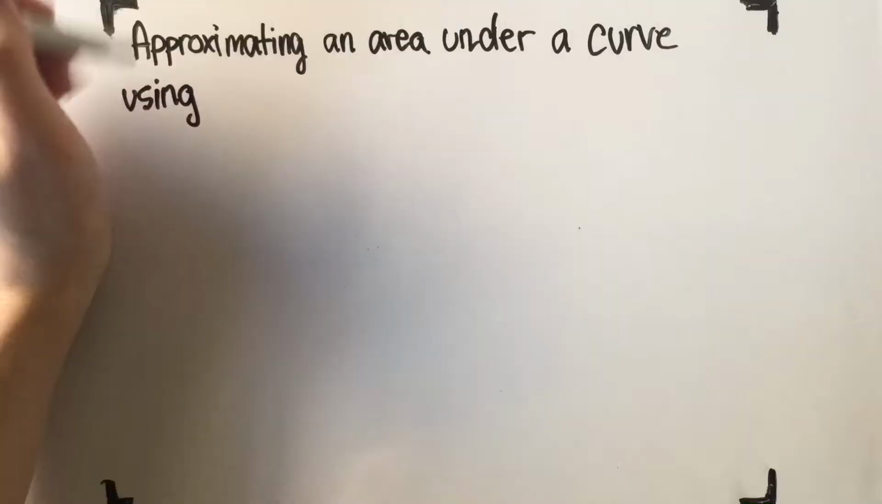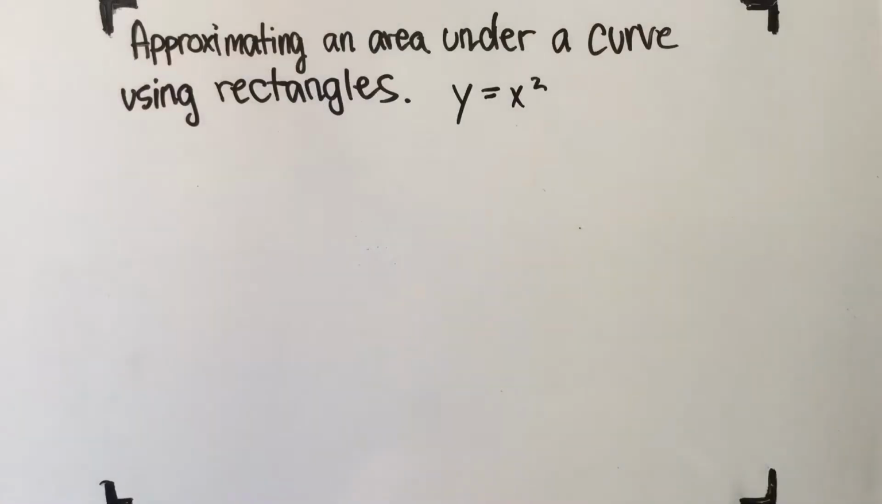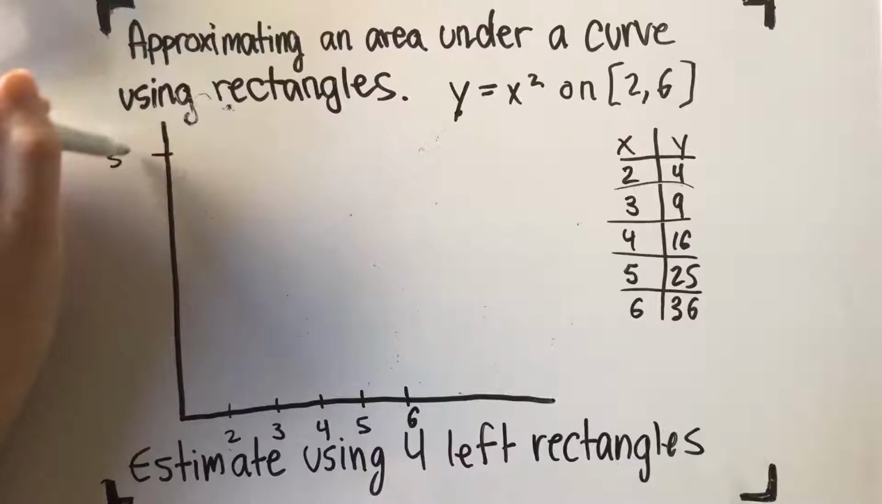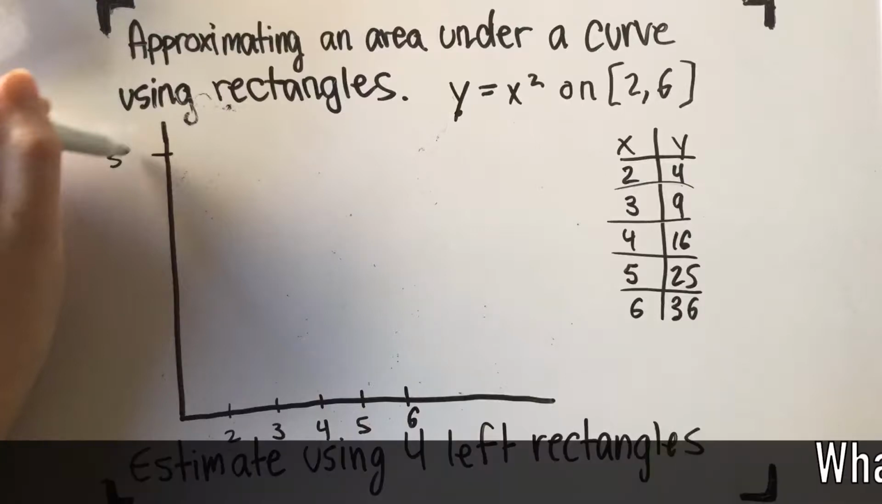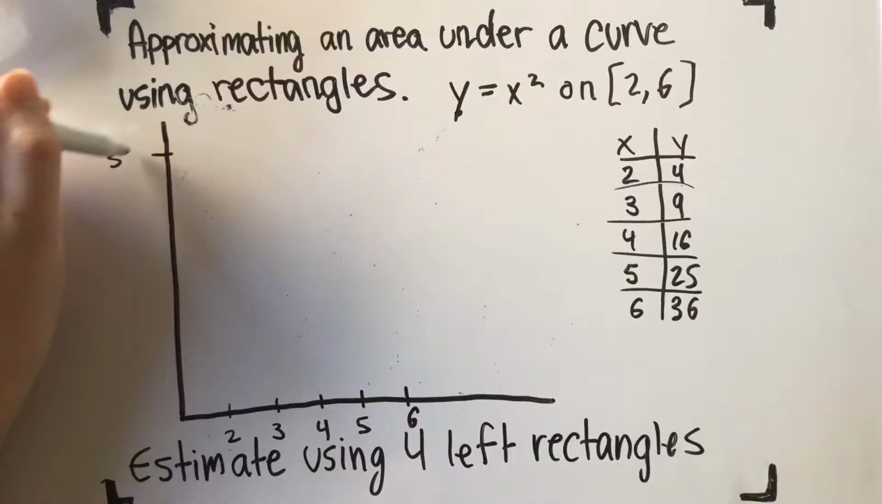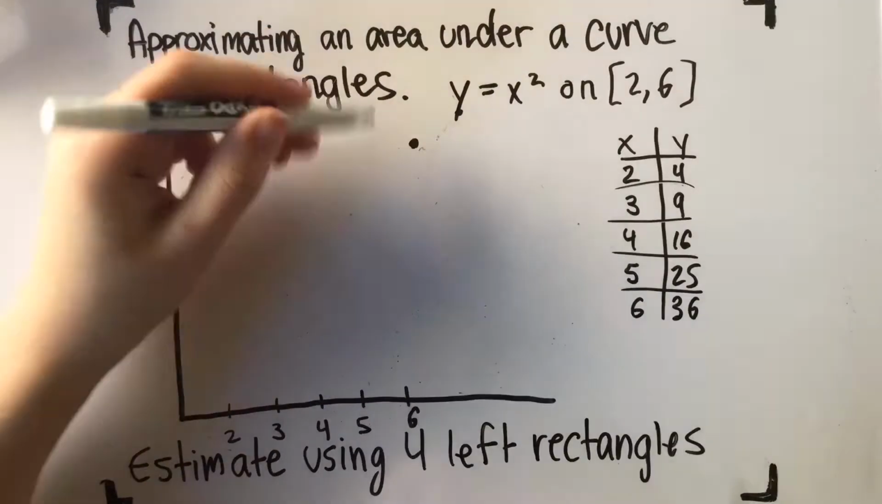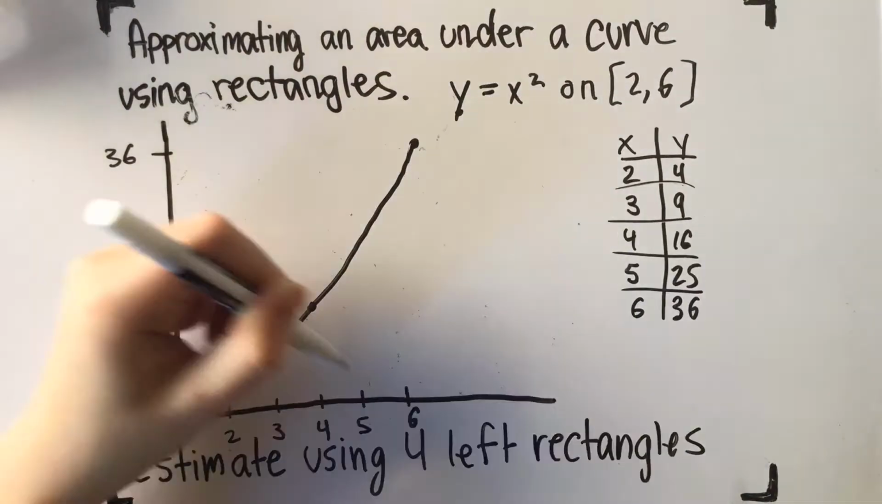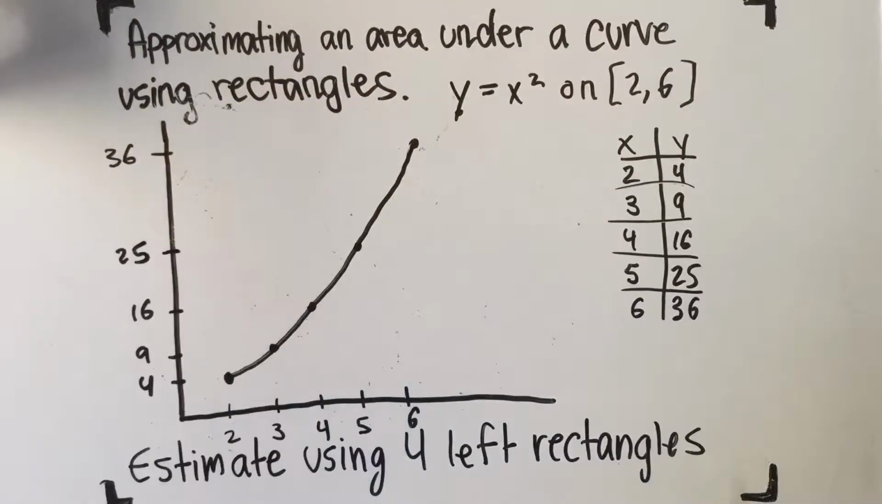Approximating an area under a curve using rectangles when we're given the equation y equals x squared on the closed interval [2, 6]. And we have to estimate using only 4 left rectangles. So to start, we made a table of values by plugging in numbers on the interval. So we did 2 squared, 3 squared, 4 squared, 5 squared, and 6 squared. Then, once we had all the y values, we went to the graph and we graphed the rectangles.